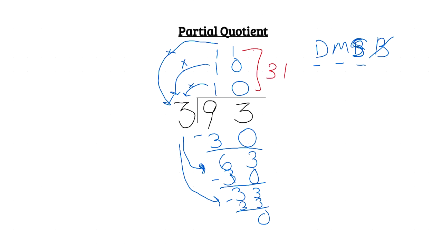This method is called partial quotient. You can rewind it and rewatch if you need to. It works similar to long division, except you're just adding all these numbers at the top and you're using what you know to get where you need. Hey, I like that.